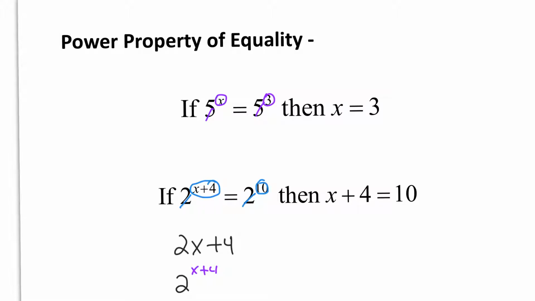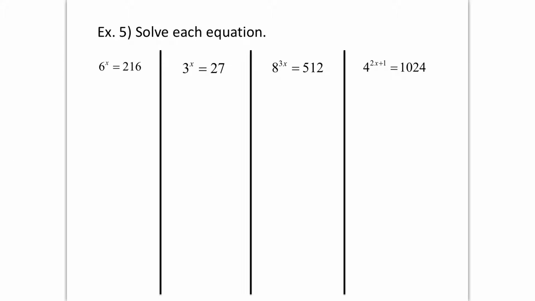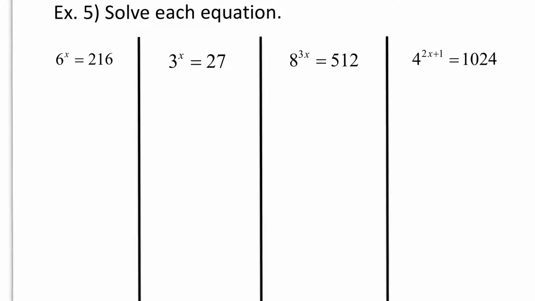We do have an exponential equation. So let's try a few examples here. And notice the examples, they do not have the same base on each side. So what I mean is you have a base of 6 over here, 216 over here, so they're not the same number. A base of 3 here, there's the x as an exponent, 27 is not the same number. 8, 512, and 4, 1024 are not the same base. They're not the same number.